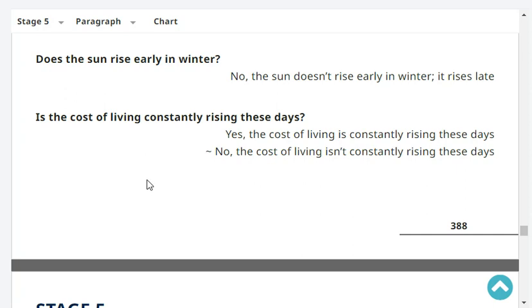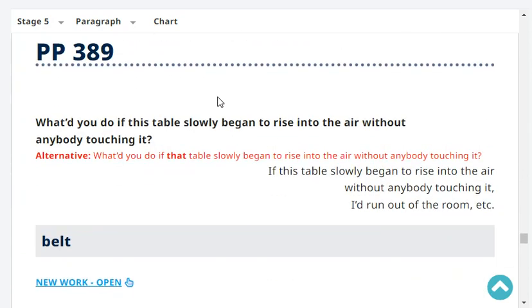Greg, is the cost of living constantly rising these days? Yes or no? Yes, the cost of living is constantly rising these days. Greg, what would you do if this table slowly began to rise into the air without anybody touching it?